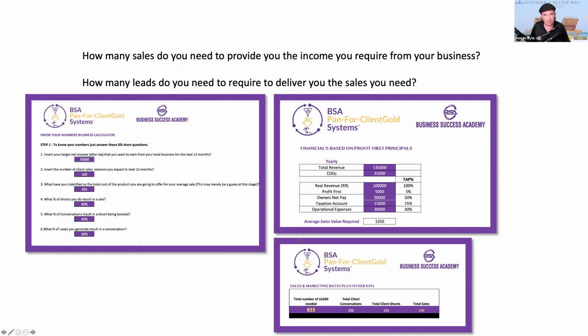Here's the other piece that's really important. How many leads does your marketing need to generate to deliver you these numbers? To deliver you sales of 135,000 at an average of 1350, to put 50,000 into your pocket, to run your business on 30,000, to have 15,000 in your taxation account, and to make a profit of 5,000. How many leads do you need to generate in your business?